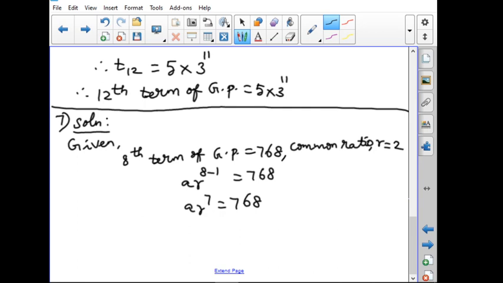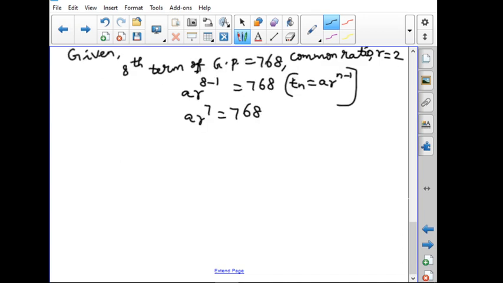They have given the 8th term of GP and the common ratio. We know the general form is Tn equal to a r power n minus 1. Here n equal to 8, so we get a r power 7 equal to 768. Next, the common ratio r equal to 2, so substitute the value r equal to 2. So a into 2 power 7 equal to 768. 2 power 7 is 128, because we write 2 into 2 into 2, 7 times, and we get 128.